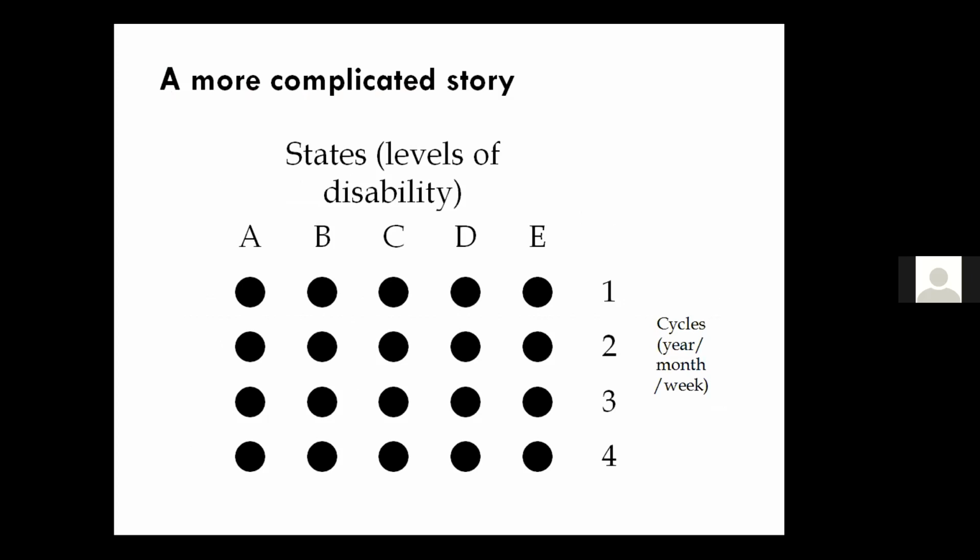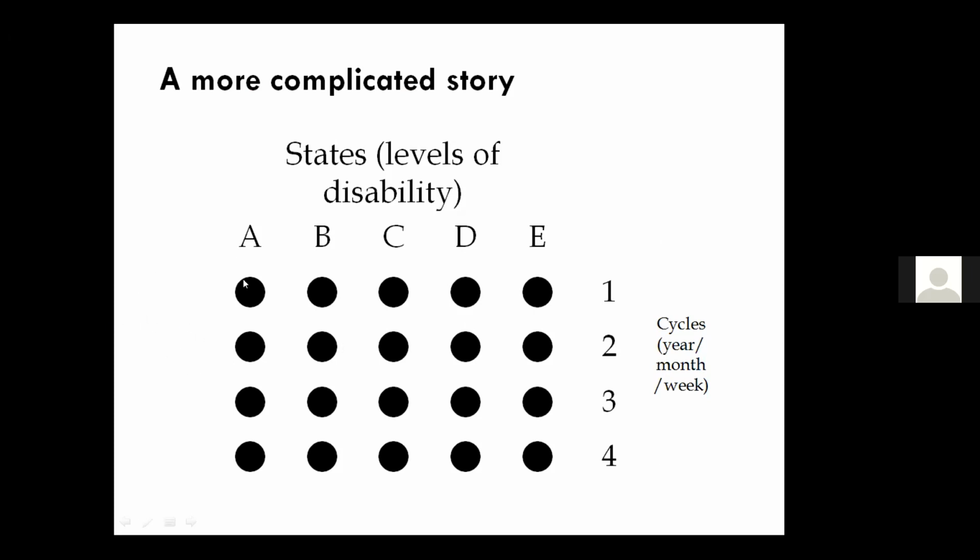A more complicated story is like this, where not just three kinds of states, there may be many states, A, B, C, D, E. These are levels of disability. A is very good, B is slightly worse, and then E is the extreme, maybe death, something like that. And the cycle may be a year, a month, or a week. So you can divide COVID-19 progression into 5 steps, 5 states. And then you can look at 4 weeks. Usually it happens within a month or within 2 months, etc. So conveniently you can divide the cycle.